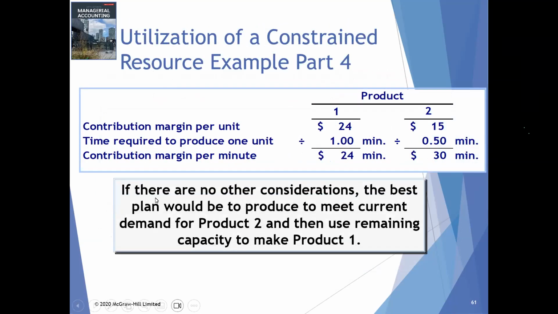Okay, so now look at this. The contribution margin per unit is 24 and 15, and the times required are 1 and half a minute, giving 24 and 30 per minute. If there is no other consideration, the best plan would be to produce to meet the current demand for product 2. It means the demand for product 2 is more, and we should try to meet the current demand for that product. Then whatever remaining capacity, meaning the number of minutes the machine can work on, can be used for the rest of the product.